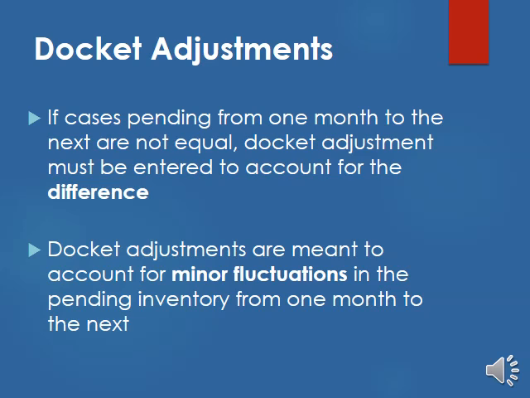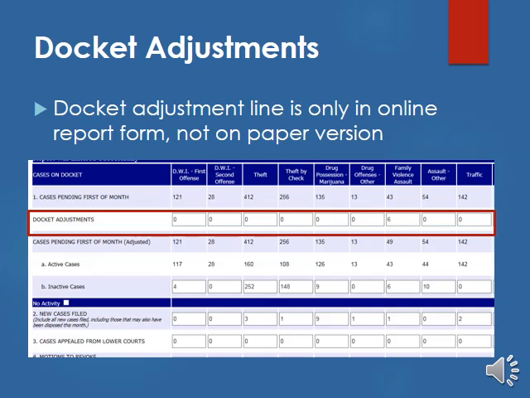To account for those differences where the cases pending are not equal, a docket adjustment must be entered to account for that difference. Keep in mind that docket adjustments are meant to account for minor fluctuations in the pending cases. At times, larger adjustments may be necessary, and we'll discuss those in just a moment. You will not find the docket adjustment line on the form. It is only found in the online reporting system.